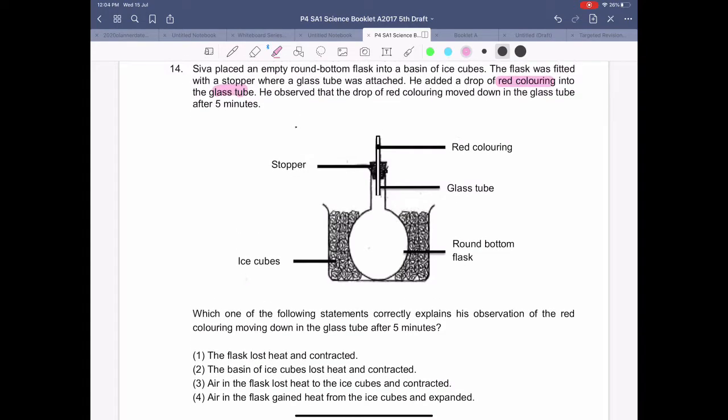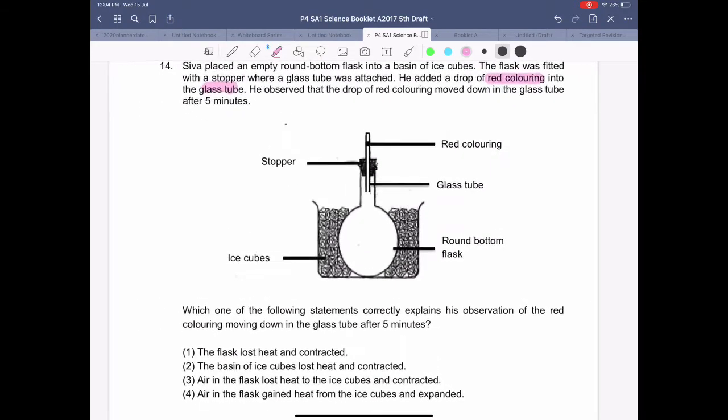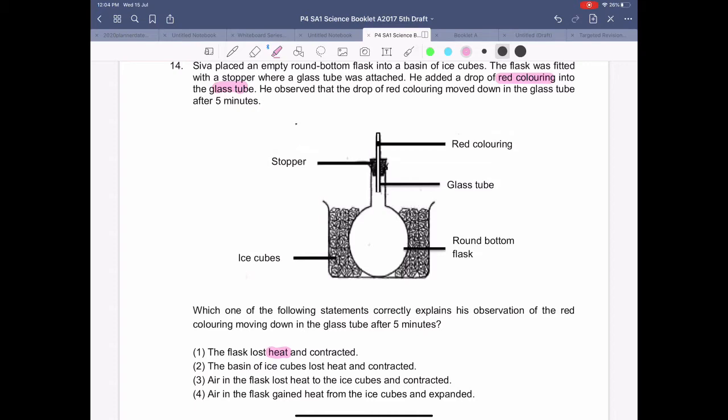So when you look at everything, and then you look at the options, you see words like heat, you see words like contracted. So straight away, you know that this topic has got to do with heat. And once again, the concept that is being tested in this case is probably contraction and expansion.